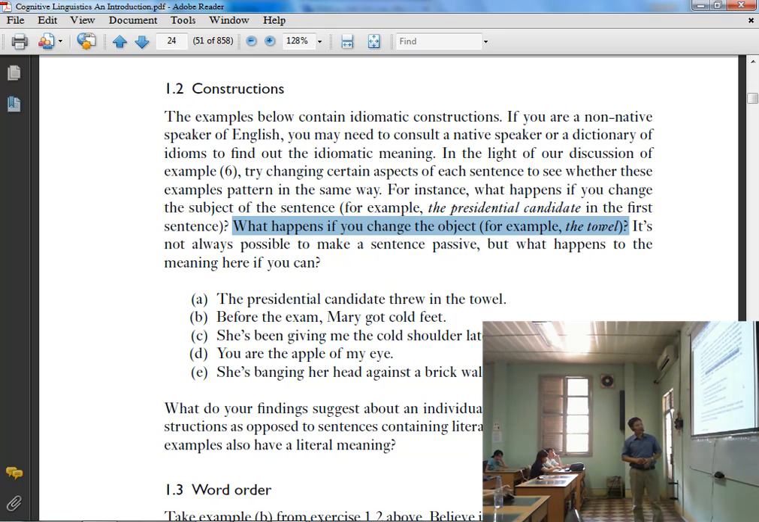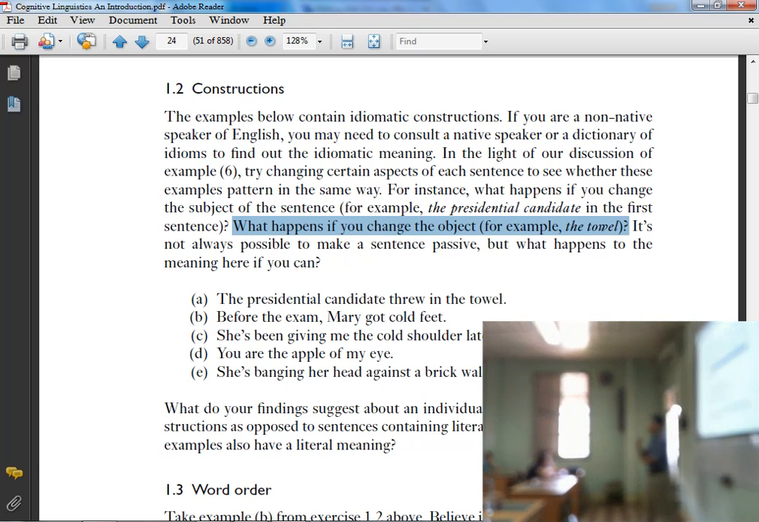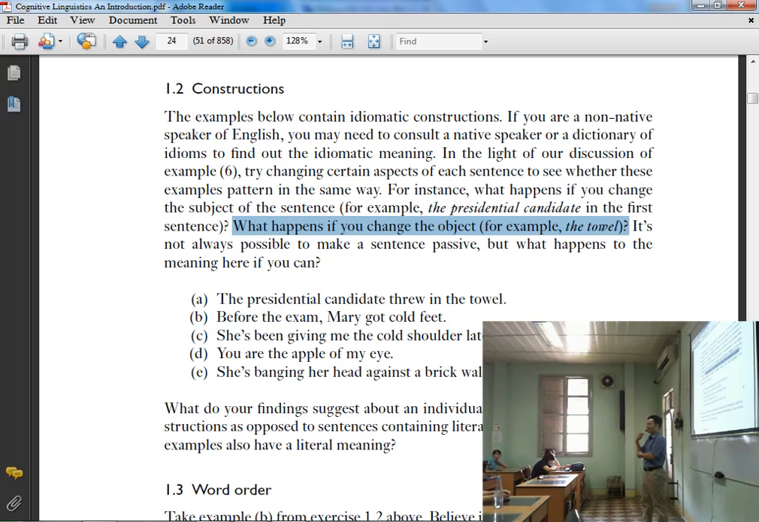Before the exam, Mary got cold feet. Well, you can relate that to your own experience. Cold feet. What does it mean? Do you understand? We're nervous. Okay. Yeah. Like numb fingers or cold feet. Now, if I say before the exam, Mary got cold elbow. What does it mean? It simply has the literal meaning of her elbow being cold, and it doesn't have the message. I mean, it doesn't have the idiomatic meaning any longer.